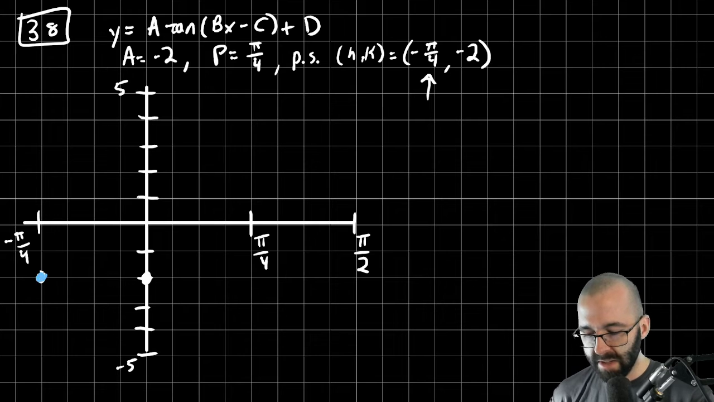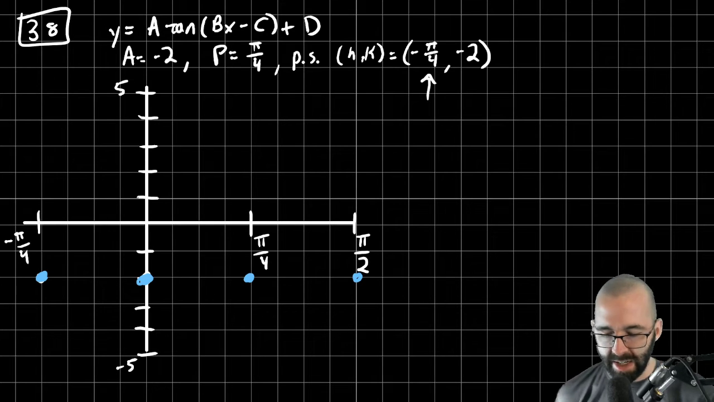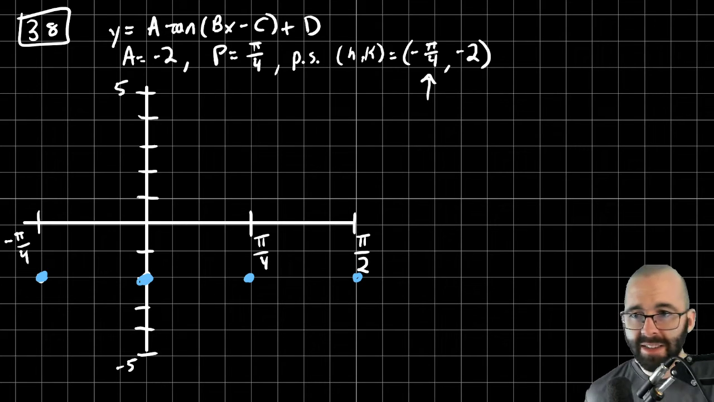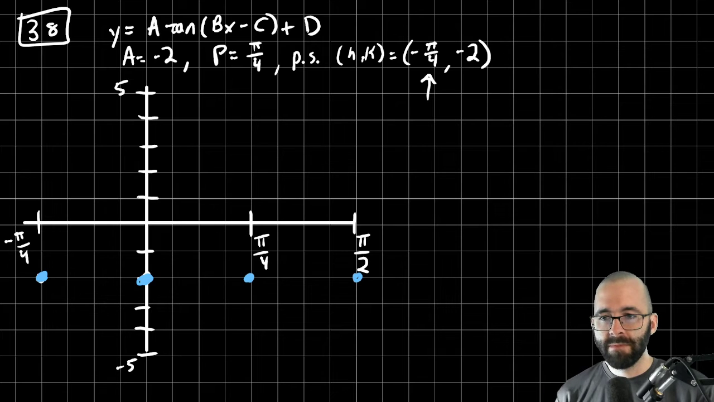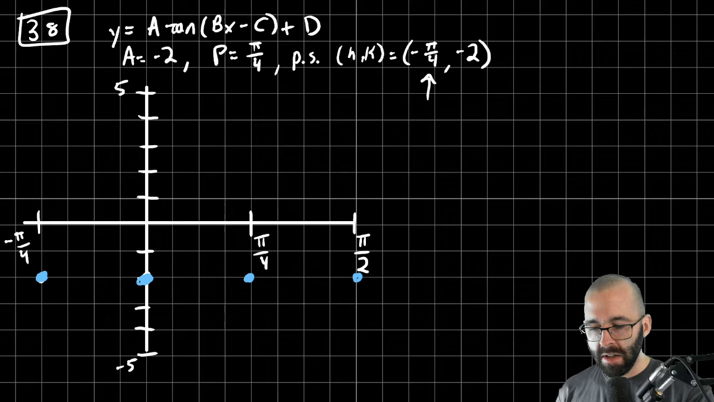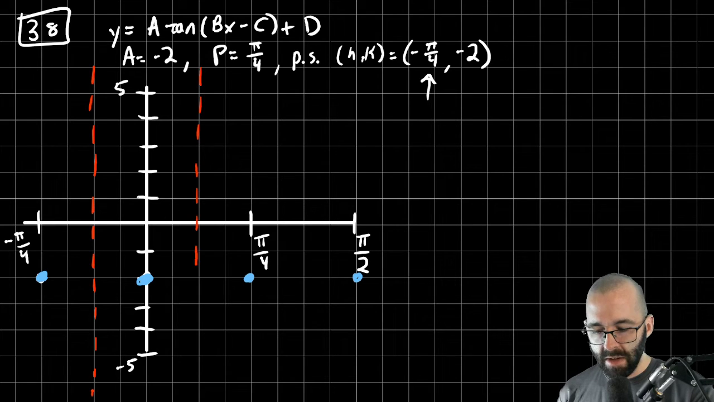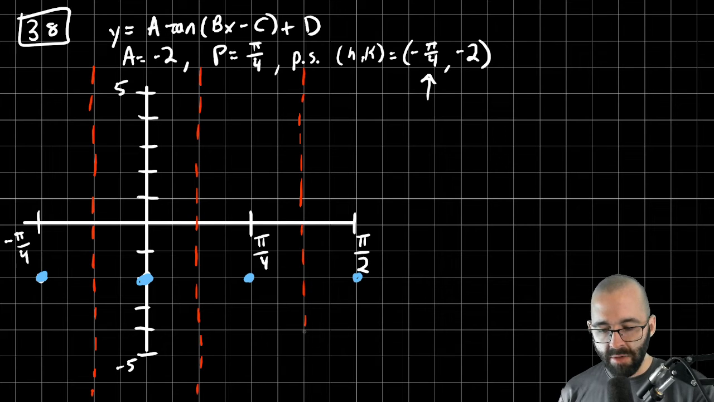Let's use blue again, be consistent. Every 4 boxes, this repeats. We only needed to draw 2 periods, but I guess I'm drawing 4 maybe, or part of 4. And then the asymptote is always halfway along. So we know the asymptote has to be halfway between each of these middles, right? The blue dots are the middles. Note that the asymptote is repeating every period, every pi over 4.